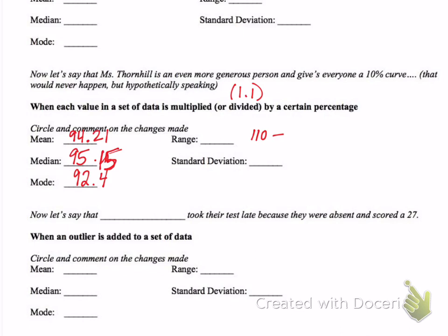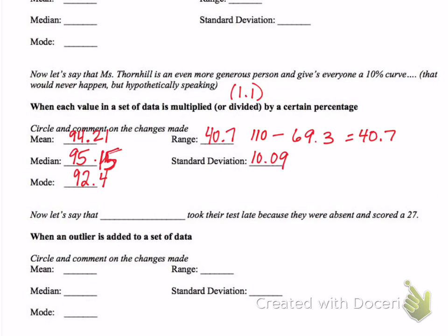What was your smallest point? What is 63 times 1.1? It's 69.3. So you end up getting 40.7. Then my standard deviation is what? 10.09. So now we compare to the original data.